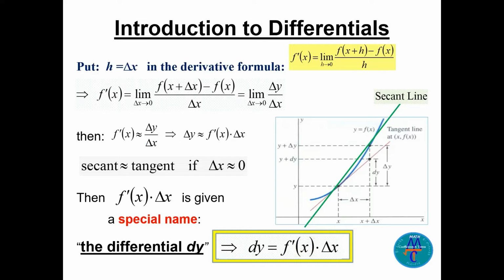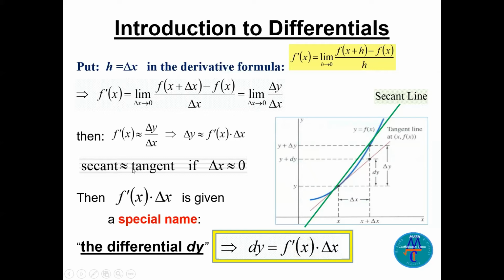Okay, that will be a constant. So f prime of x will be approximately delta y over delta x. So if you cross multiply here, what do you get? Delta y is equal f prime of x times delta x.